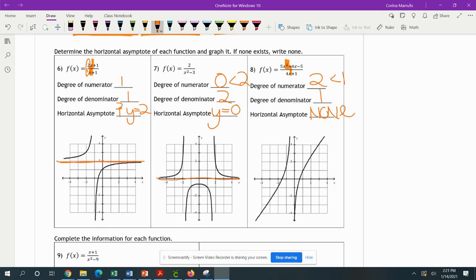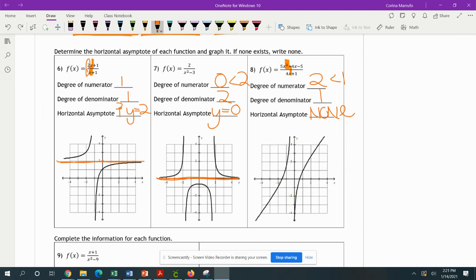Now your horizontal asymptote, some may cross it, so you might have an example where it does cross. Don't worry, that's not a big red flag, but they will follow along these lines. It's like a little guide for them. And then the last one, you can notice that there's no horizontal line that I can draw here that the graphs will follow. Okay, there's no horizontal line, so that's why we have none.